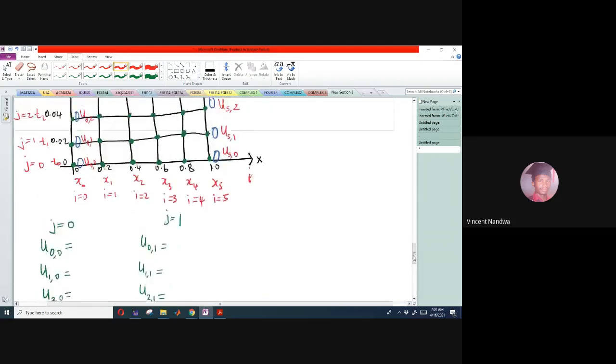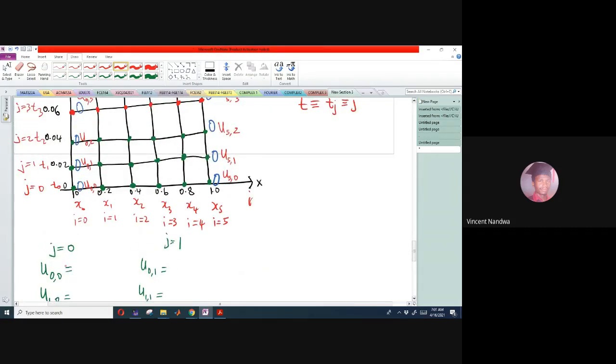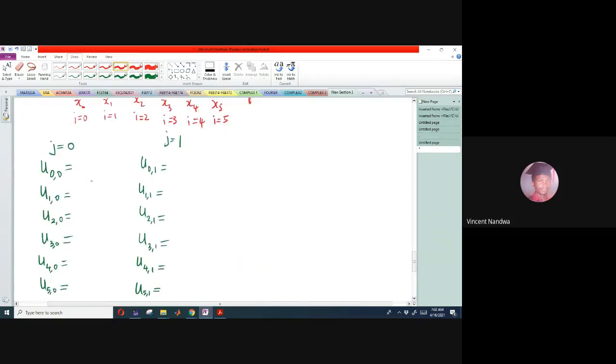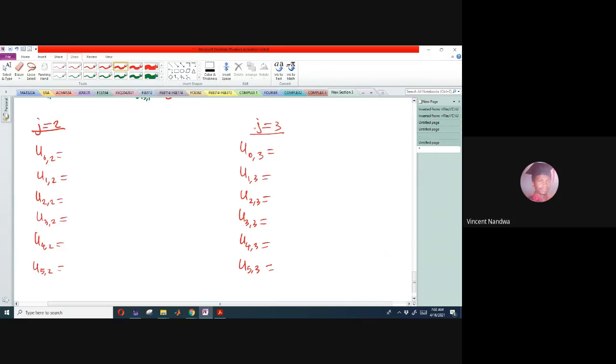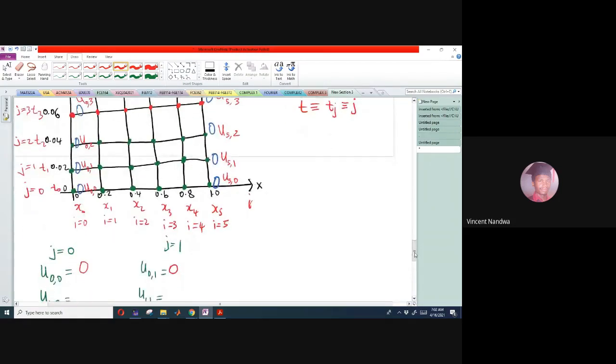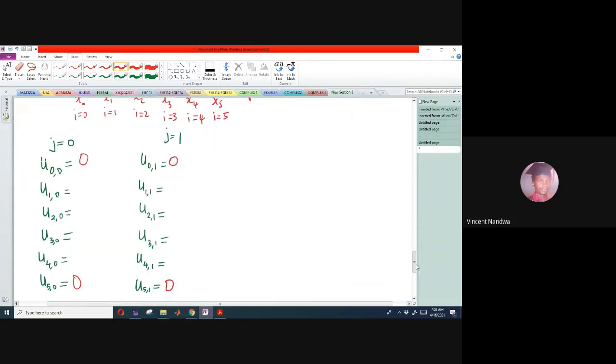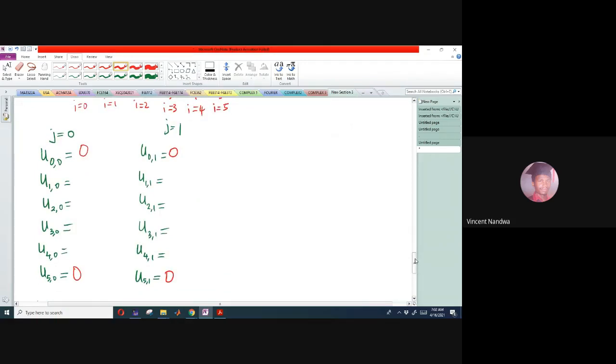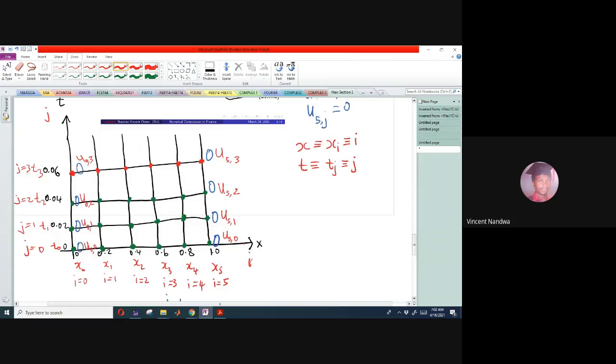From the boundary conditions given, we can actually fill in: whenever we have 0 as the first index, for any other value, the answer will be 0, and whenever we have 5, for any other value, the answer will be 0. So for this one, we put here 0, here 0, here 0, here 0. These are the boundary conditions. And then we put here 0, 0, 0, and then 0. So those are the boundary values given from what you have filled. And now remember, for this case, j equals 0 means this line along the x-axis.